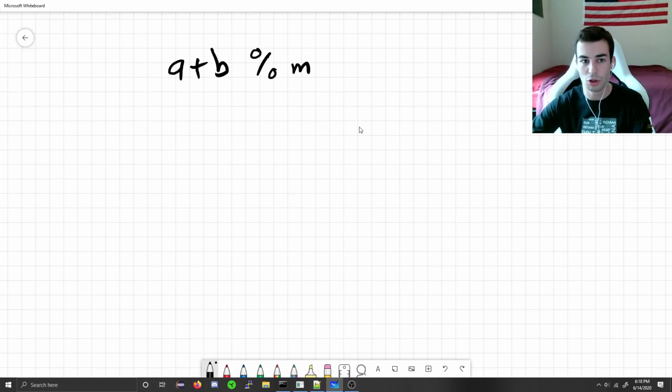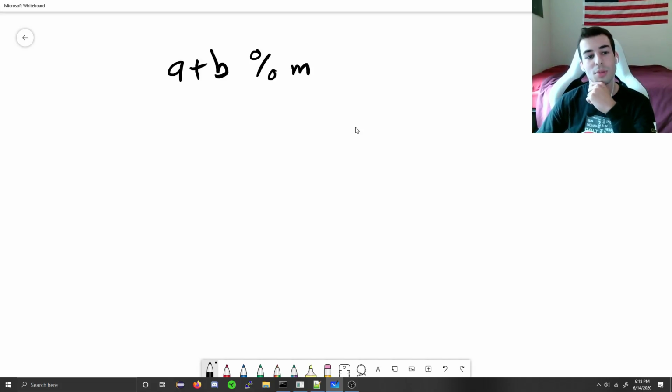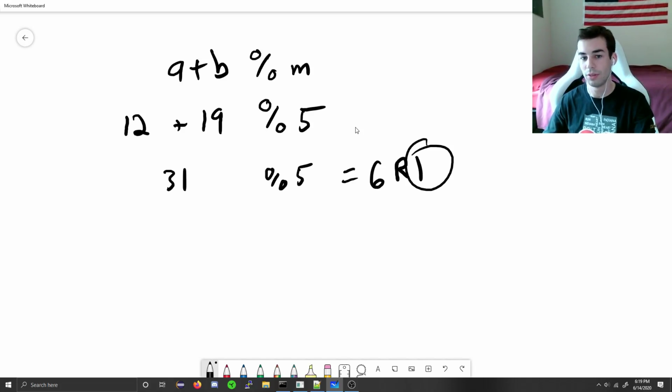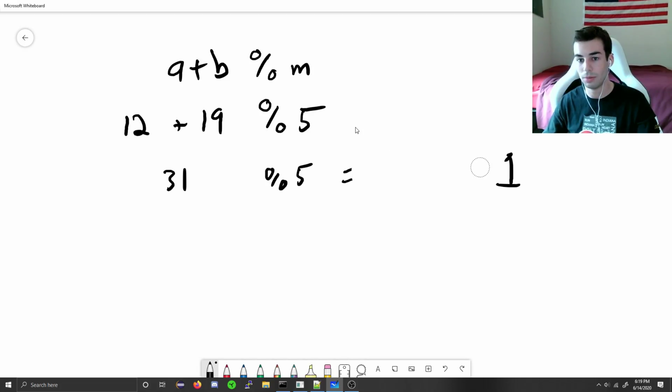So how do you go about doing it? Well, let's use some real numbers as an example. For a mod, I'm going to pick 5 because it's easy to keep in your head. And maybe we have some number a, and a is like 12, and b is maybe 19. We want to calculate 12 plus 19, and then we want to calculate the remainder after we divide that by 5. So the actual answer to this problem is going to be 31, and then mod 5 would be 6 remainder 1. So the actual value we're looking for is equal to 1. That's kind of the goal of this problem, to find 1.